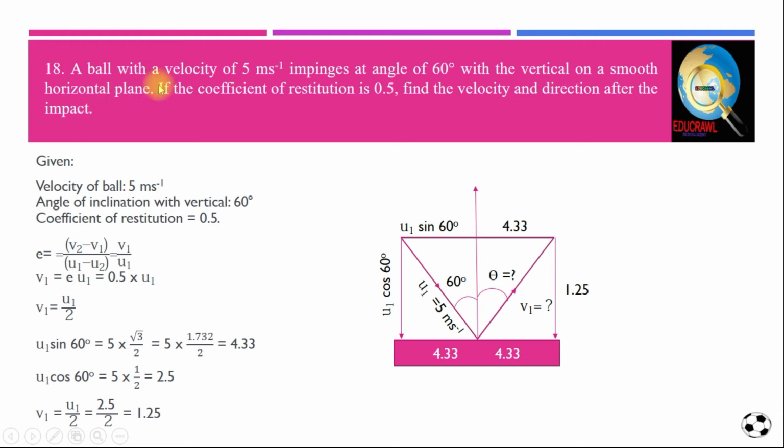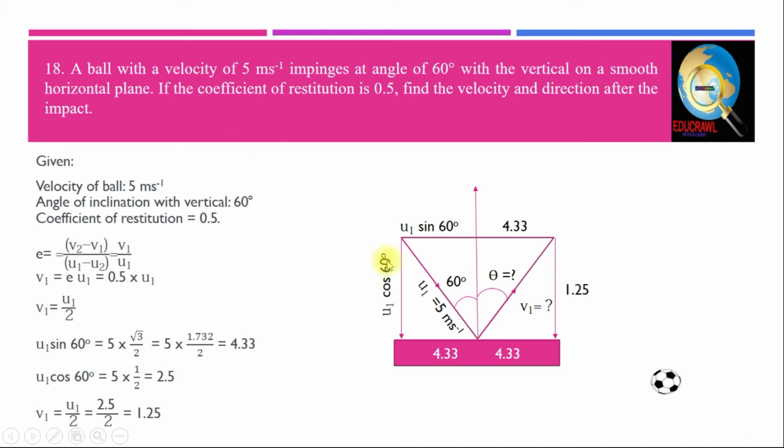18th question. A ball with a velocity of 5 meter per second impinges at an angle of 60 degree with the vertical. You can see in the diagram, you have got the pink color surface is the horizontal to which a ball is thrown at an angle 60 degree. After the ball is thrown, how a light ray gets reflected, likewise this ball is bouncing back through some angle. So we need to find the velocity and direction after the impact.